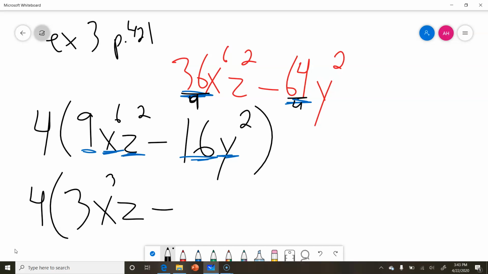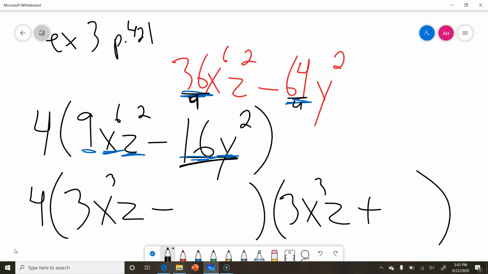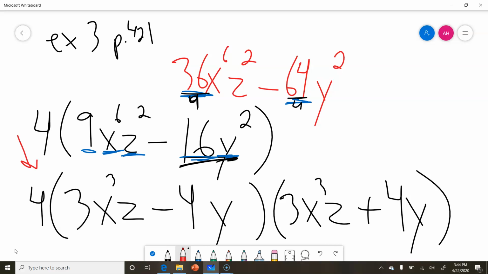And then I do minus, and then I'm going to do the same thing, 3x cubed z plus, now I just do the same thing with this, 16y. What is 16? The square root is 4 and 4, and I have y and y. So that's my final answer. 4 times 3x cubed z minus 4y, parentheses, and then parentheses again, 3x cubed z plus 4y, right? So this is my final answer down here in the black that I pointed with red arrows, okay?